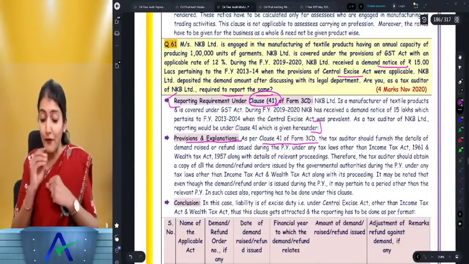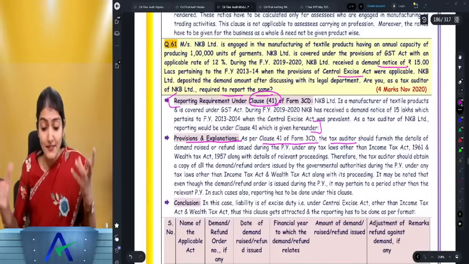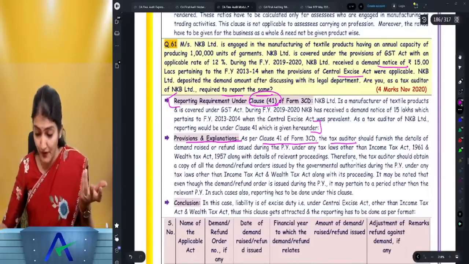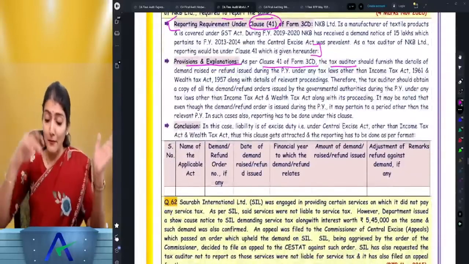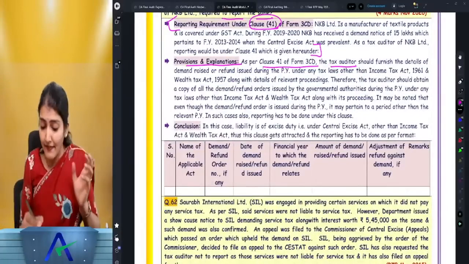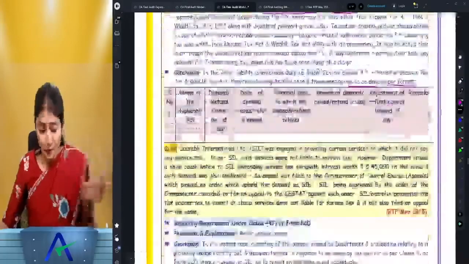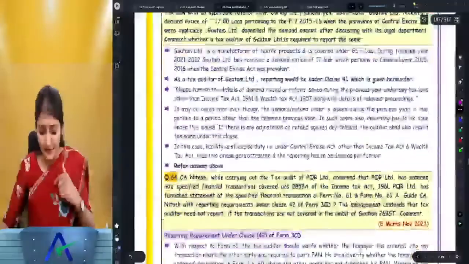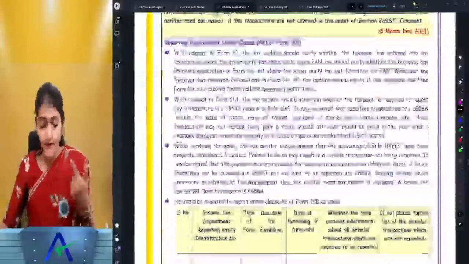As per clause 41 of Form 3CD, the tax auditor should furnish the details of the demand raised or the refund issued. Therefore, the tax auditor should obtain a copy of all the demand and refund orders. It may be related to a period other than the relevant previous year also, and then the reporting has to be done in the following format. So 2-3 times there has been a question regarding clause 41.